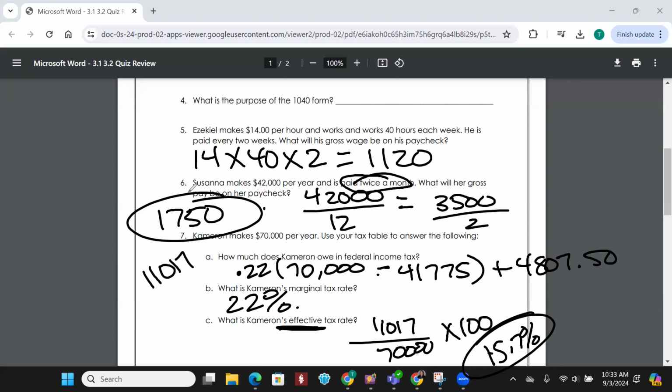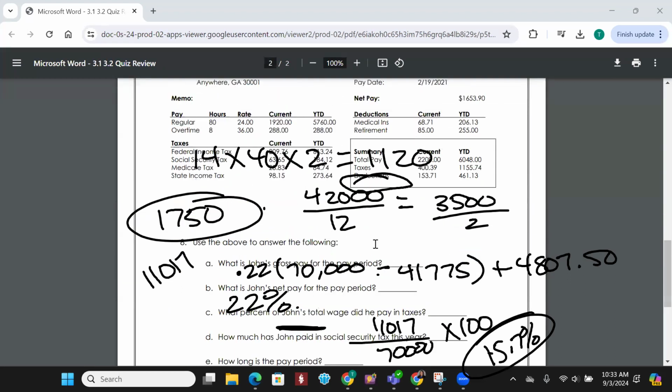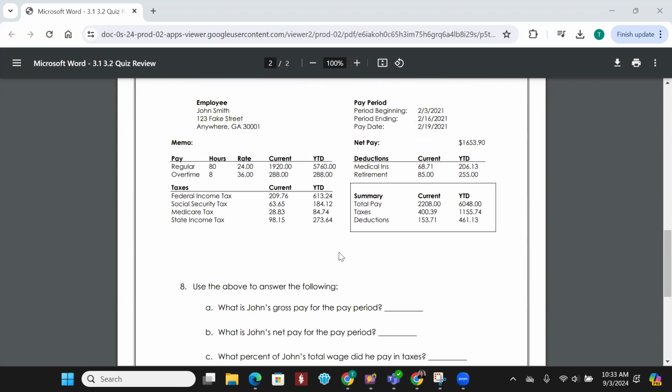Okay, flip over to the back. Some of y'all are struggling with reading this. So really quick, YTD means year to date. So that's from January 1st to whatever day it is, and on this paycheck, it is February 19th. So what is John's gross pay for this period?